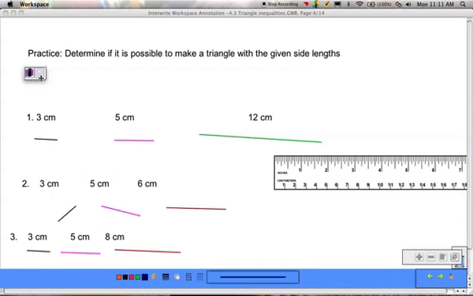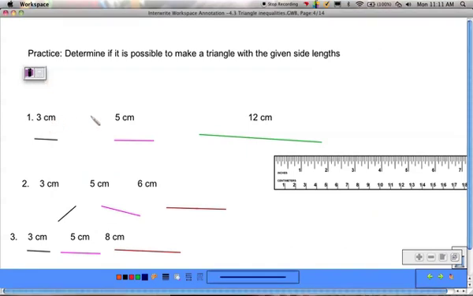Okay, so it says determine if they would work. Well, is 3 and 5 bigger than 12? No. And if you try to stretch it out, see, it wouldn't work. So this would not work. Are 3 and 5 bigger than 6? Yes, it would, and so it would end up meeting if you try to drag it.